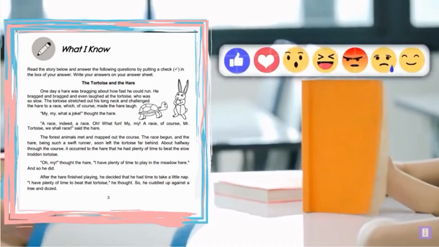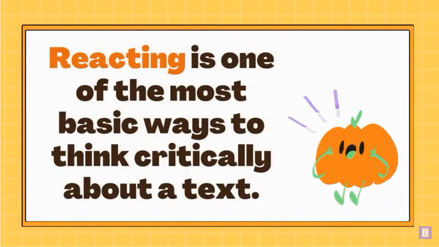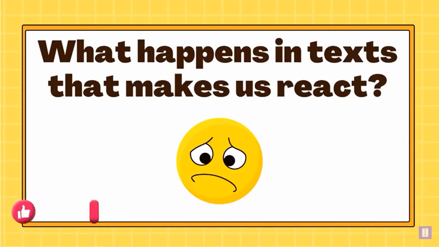Similarly, when we read a book or certain text like a story from a self-learning module, we also have reactions about it. But of course, we don't use these emoticons when writing a reaction paper or response paper. So what do we use instead? Reacting is one of the most basic ways to think critically about a text. But first, what happens in text that makes us react?